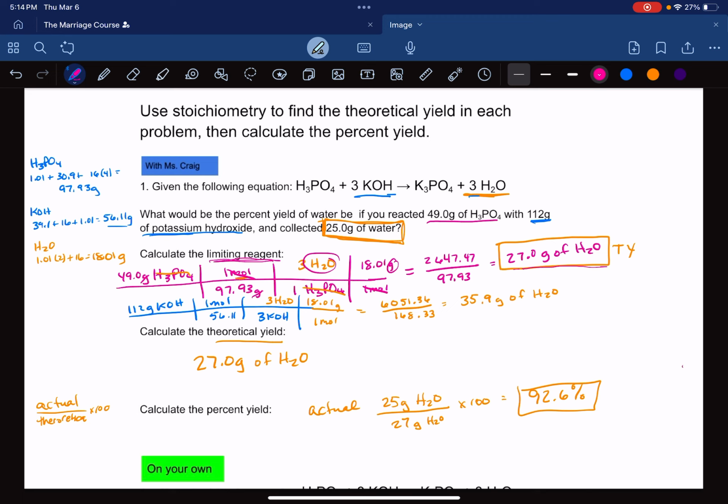We got to go back to the start, and we see here that the reactant that we used to find that lower theoretical yield was the phosphoric acid. So the limiting reactant is the H3PO4. So 3 answers here: limiting reactant, theoretical yield, and percent yield.